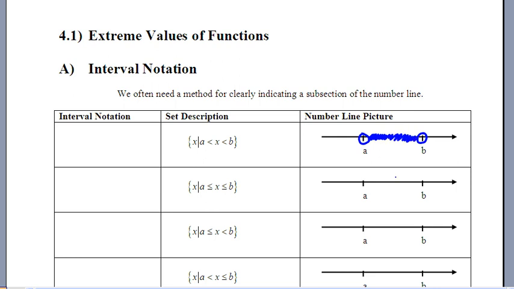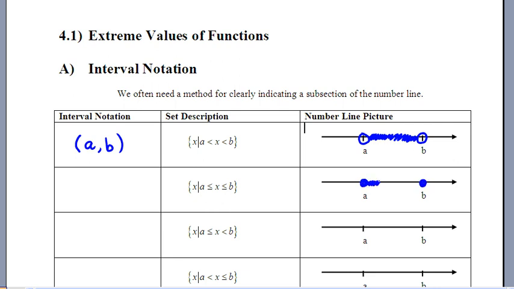Now, it's great to draw that picture and it's great to have that set notation, but we need a short way to write this. And here's how you can do that. You can use round brackets and just say, yep, I know that looks like a point, but it's really not. It's actually an interval of x values, and it says it's going to go from a to b and not including a and b.